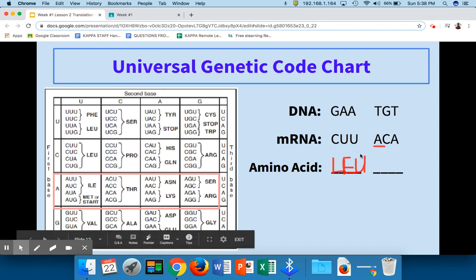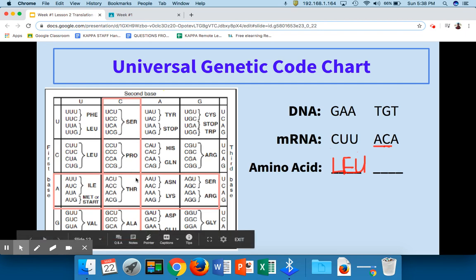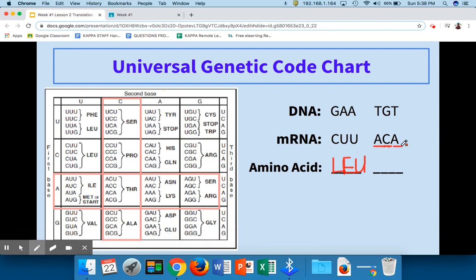Our second base is C. So I need to go to second base up here and find C, which is this column. So I know that my amino acid is going to be in this box. The third and final letter is A. So I look and I find ACA right here. Perfect. I know I'm on the right track.